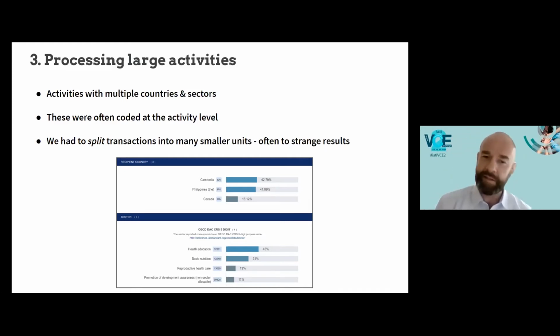And that led us to think sometimes it might not be useful to have these activities where there are lots of countries and lots of sectors at the activity level. It could be a lot more practical to have this data at the transaction level or split up those activities into smaller units. And we found that was a real challenge to help us be confident about the data when we would be splitting it up and splitting it up again, as you can see. So that presented another challenge, splitting up, processing these large activities.